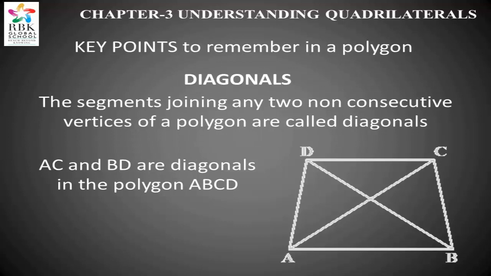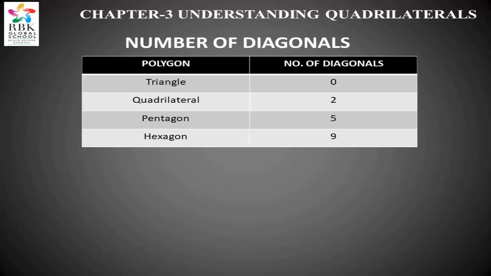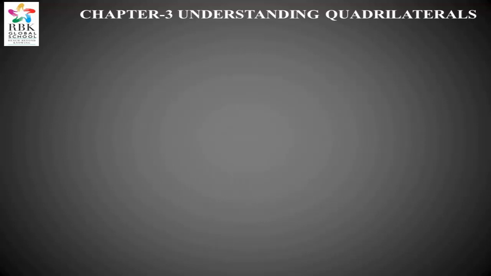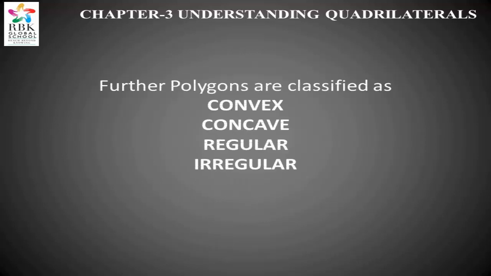Next, the segment joining any two non-consecutive vertices of a polygon is called a diagonal. Quadrilateral ABCD has two diagonals, AC and BD. But how many diagonals does a pentagon or an octagon have? To find this, we can use the formula n(n-3)/2, where n is the number of sides of a polygon. Now let us see a few types of polygons.